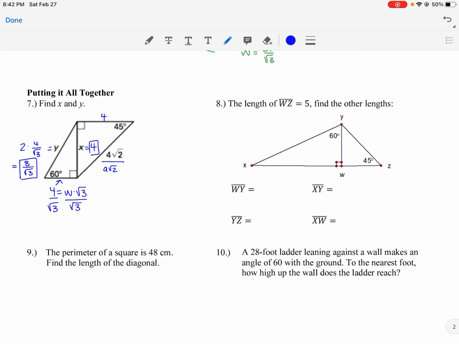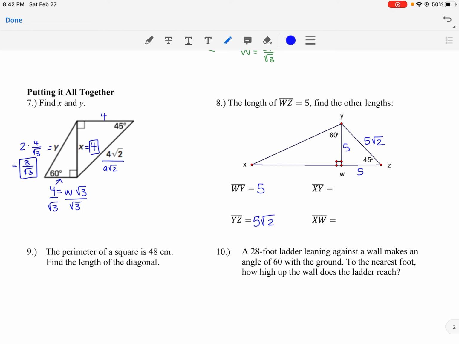Okay, this one they labeled WZ as 5. Since it's an isosceles triangle, this would also have to be 5. So WY is also 5. The hypotenuse is the square root of 2 times longer than that, so 5 square roots of 2.